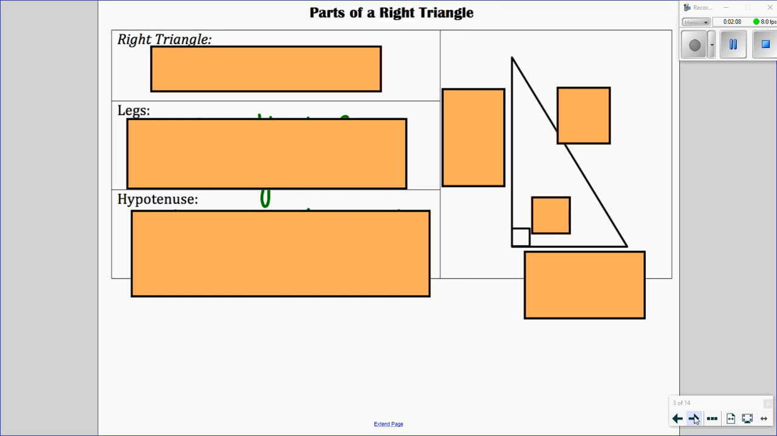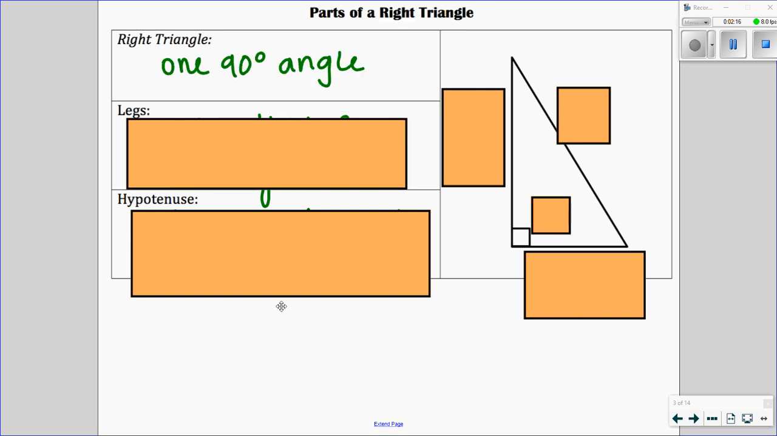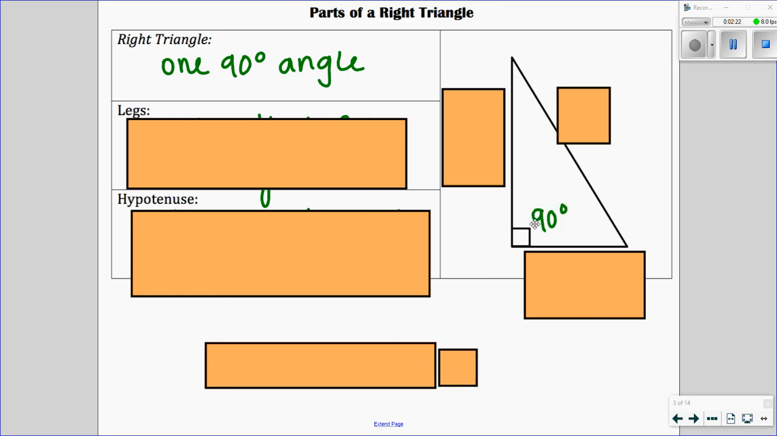So before we even go any further with triangles, we need to know what are the parts of a right triangle. So a right triangle is a triangle with one 90-degree angle, as you can see by the little marker. And you've come across this before with other triangles.